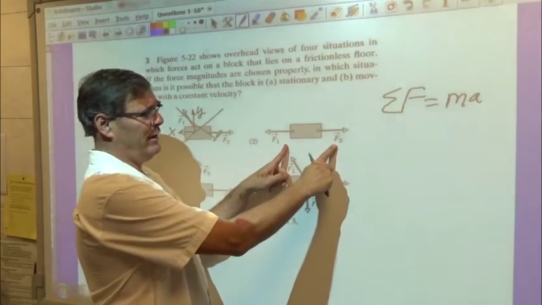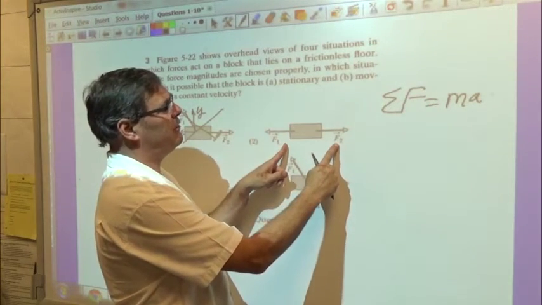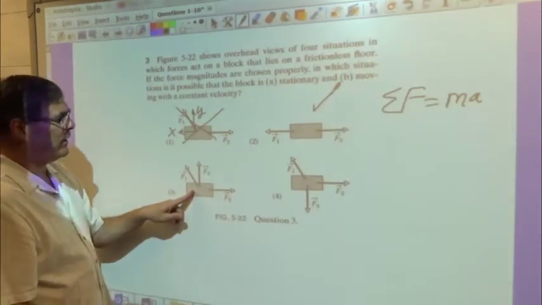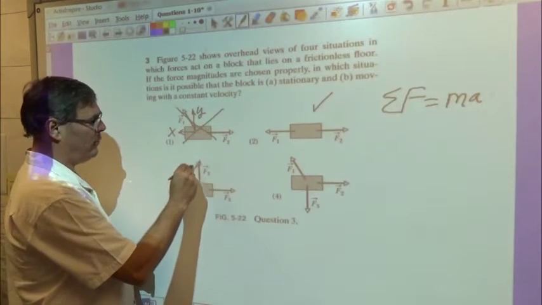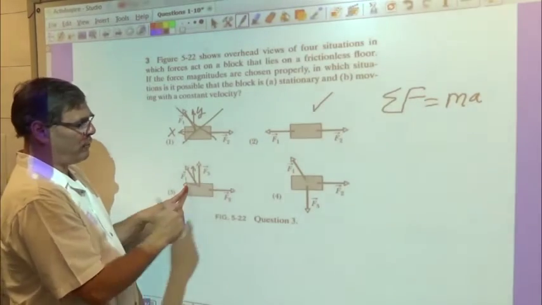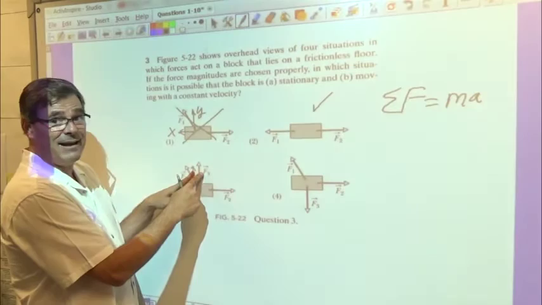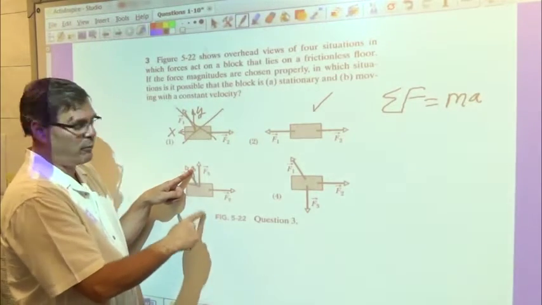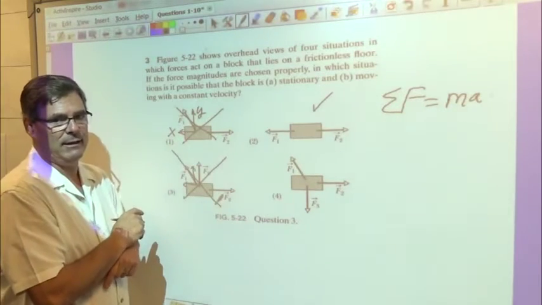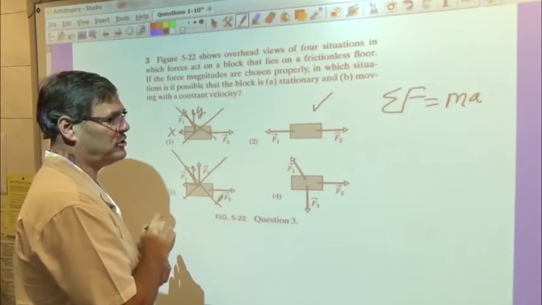Here, if we choose F1 and F2 to be equal in magnitude, they're opposite in direction. So yes, that block could be stationary. Over here, F1 has a y component and an x component. The x component of F1 could cancel out with F2, but the y component of F1 adds to F3, and there's no downward forces to cancel out with those. So this one cannot have 0 acceleration or be stationary.